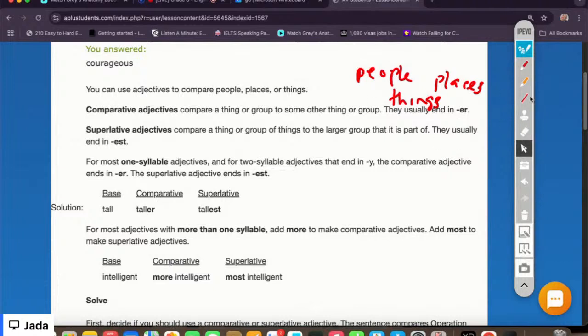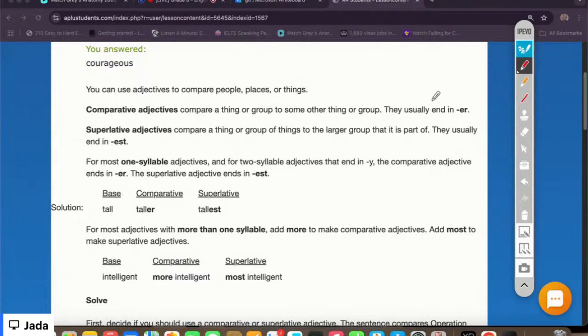They end with er. So usually the comparative adjectives end with er when they are comparing a thing or group to some other thing. And then superlative adjectives compare a thing or group of things to a larger group. So superlative compares a larger group, and comparative is more like a smaller group. Superlative adjectives usually end with est.